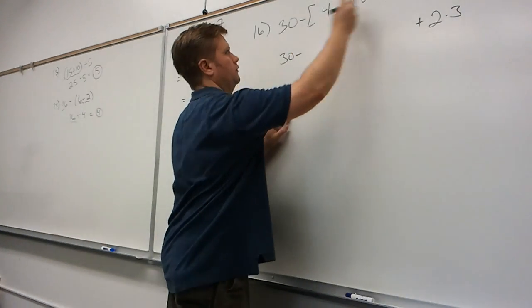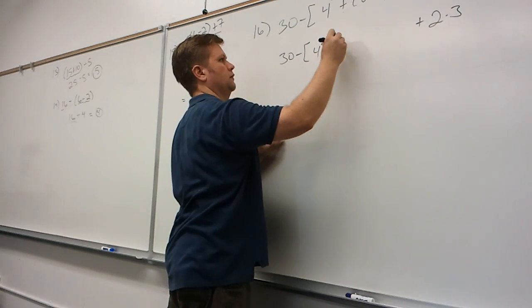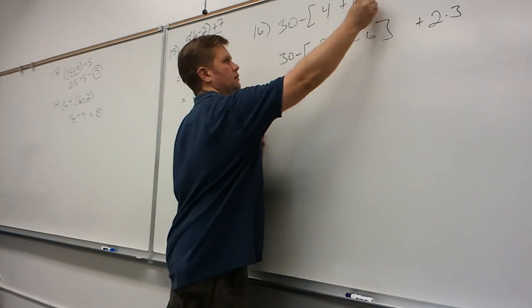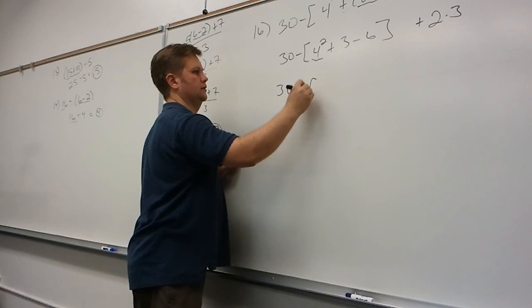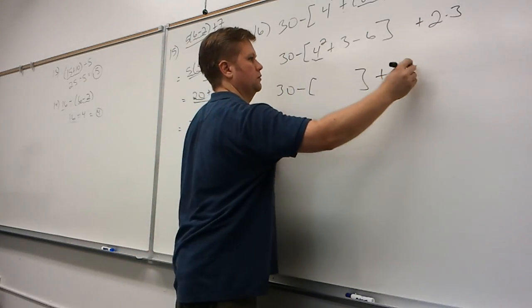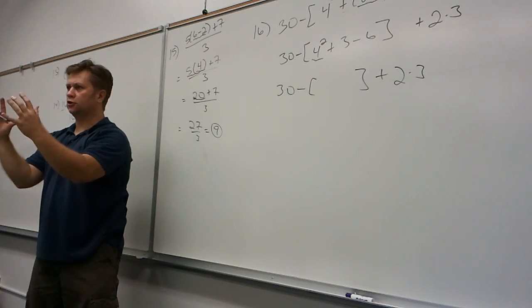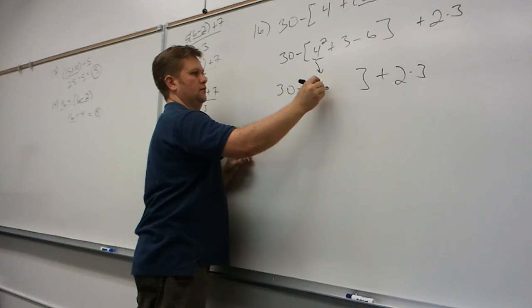So what can I do inside here first? Parentheses. Okay. 8 minus 5, 3. And what can I do next? Exponent, good. So the 30 minus and the plus 2 times 3 is still there, right? They just come for the ride. They're waiting to see who the middle one is. Duke it out. So that's 16.